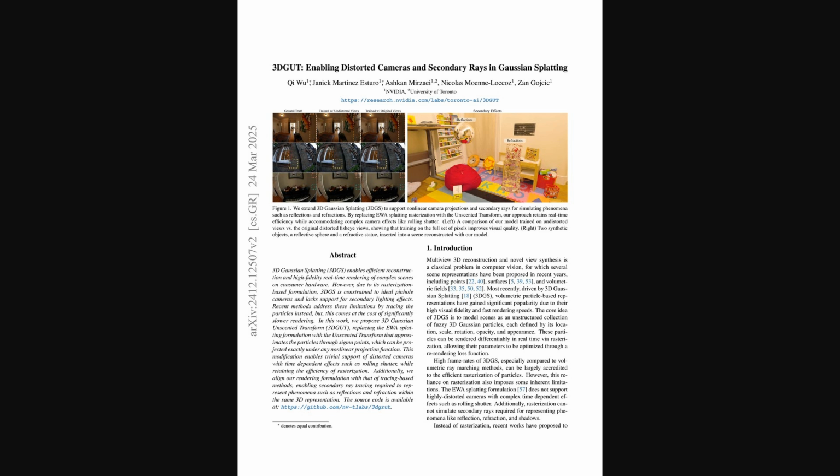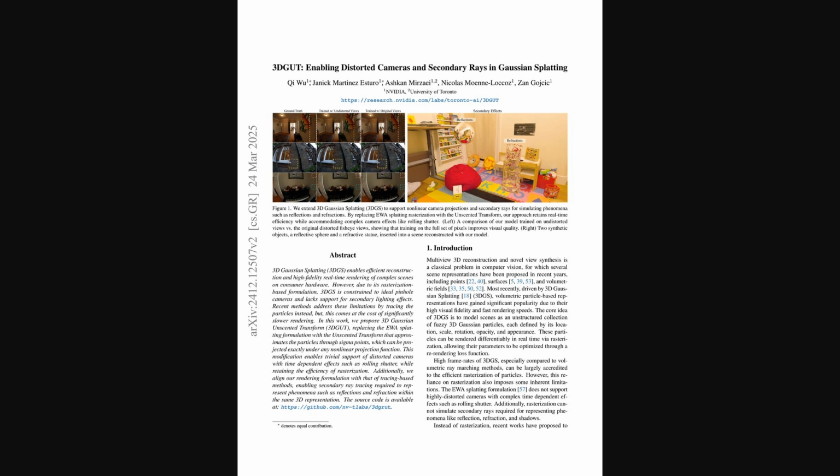So, 3D Gaussian Splatting, or 3DGS, is known for being really efficient at creating these detailed 3D scenes you can render in real time. But it has limitations. It typically only works well with standard, ideal pinhole cameras and doesn't handle complex lighting effects like reflections or refractions.